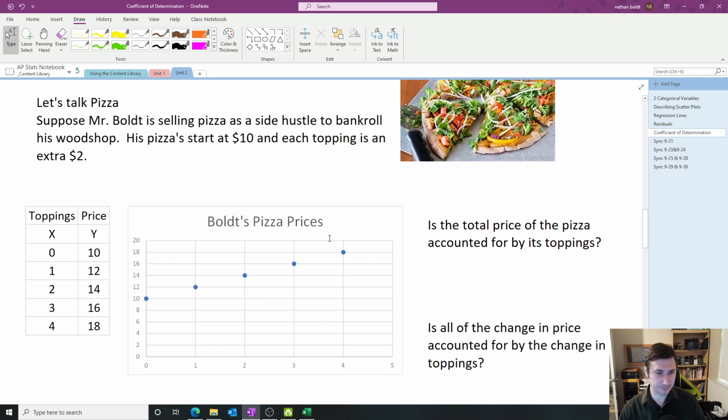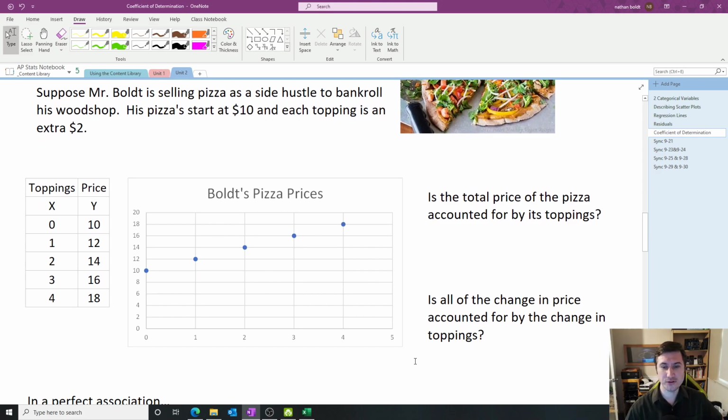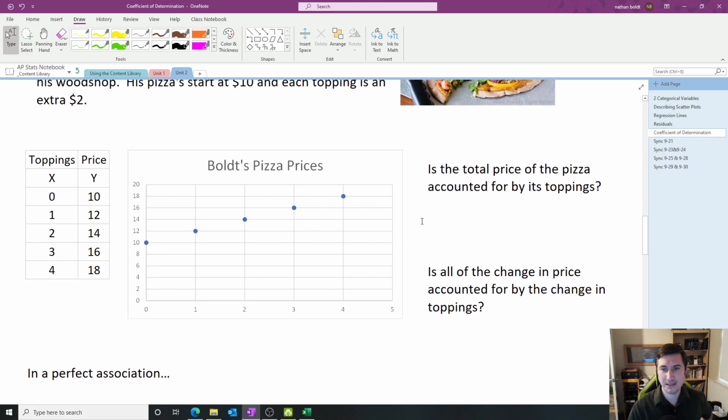So I made a quick scatter plot. This is a nice, perfectly associated association where our price starts at $10 and just goes up by $2 per topping. So I think the key to understanding R squared is seeing the difference between these two questions on the right. Is the total price of the pizza accounted for by its toppings alone? Is the whole price of the pizza just because of the toppings?